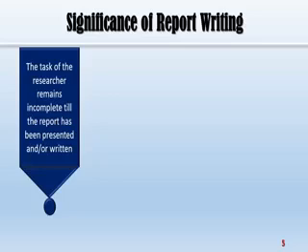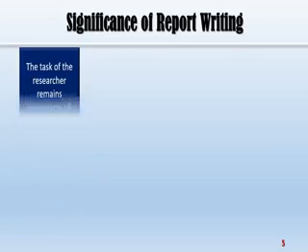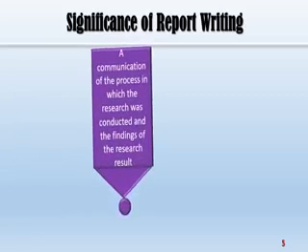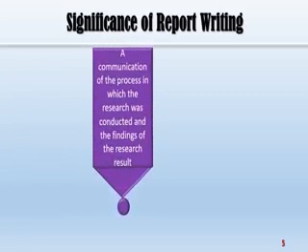Many things are done during a research which might not be of so much significance. So the significant things are placed in a research report in a systematic manner. So that is why the research report needs to be written. This is a process of communication where the researcher tries to convey the findings of the research results to a general audience.